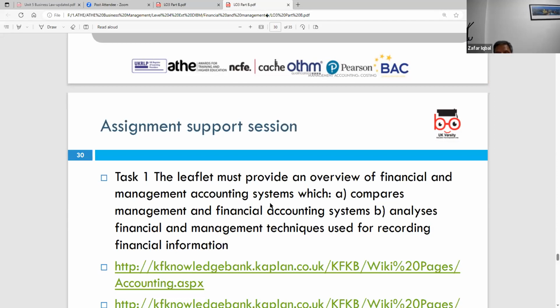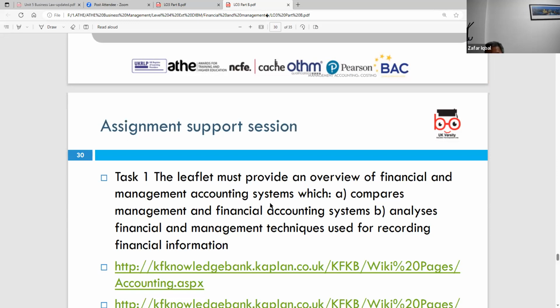They ask you to compare management and financial accounting systems. They ask you to analyze financial and management techniques used for recording financial information. So these are the things that you need to do. You create a leaflet, a kind of poster, and you need to tell us which management and financial accounting systems are used by both the financial accountant and the management accountant, okay? And compare those systems.